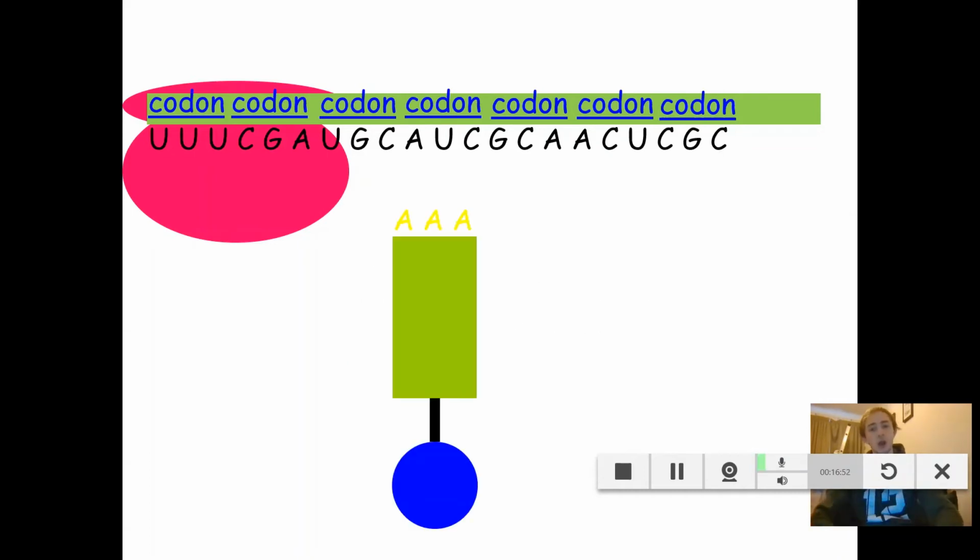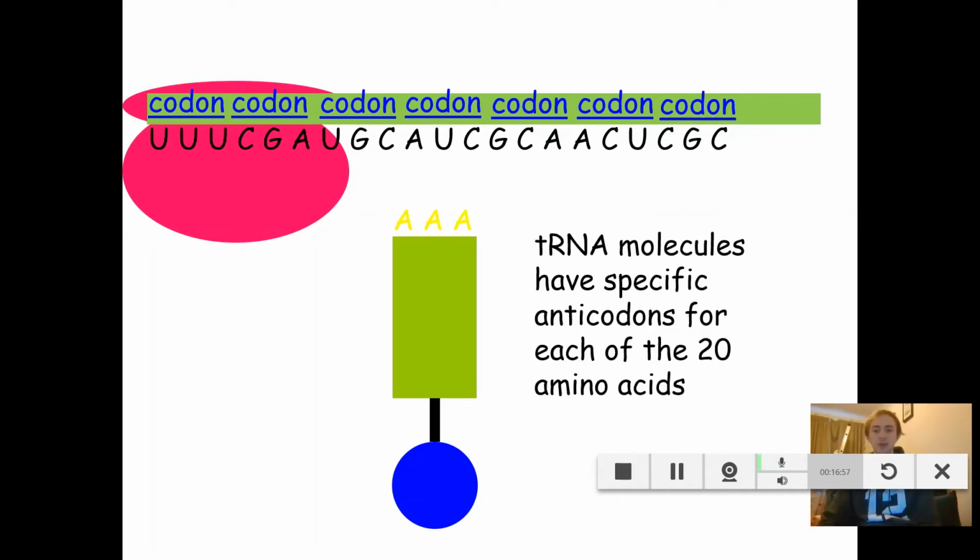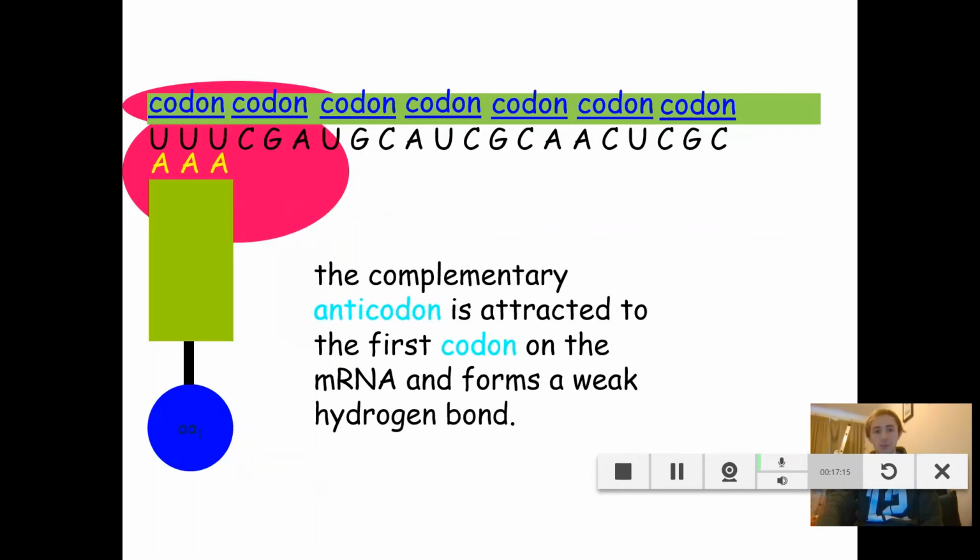Then along comes a tRNA. Now tRNA molecules have specific anticodons for each of the 20 amino acids. So this tRNA molecule is going to come and attach by complementary base pairing to the first codon. And it's going to attach via hydrogen bonding. Right, so the complementary anticodon is attracted to the first codon on the mRNA and forms a weak hydrogen bond.